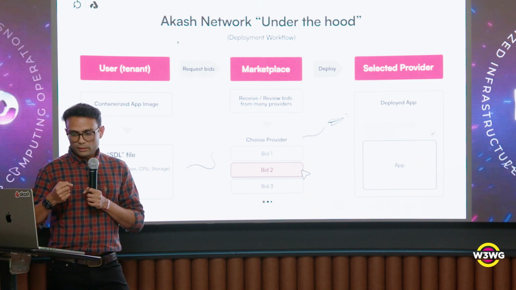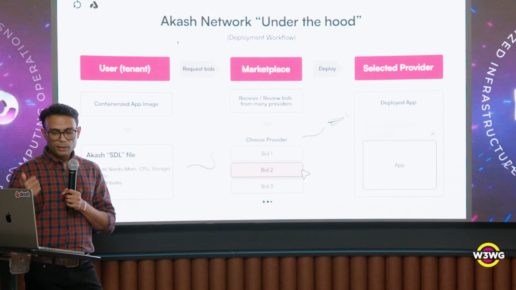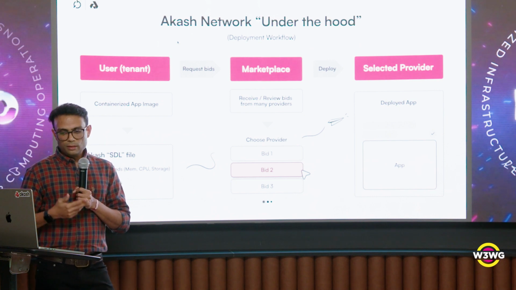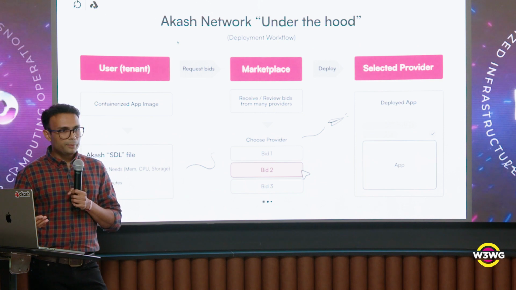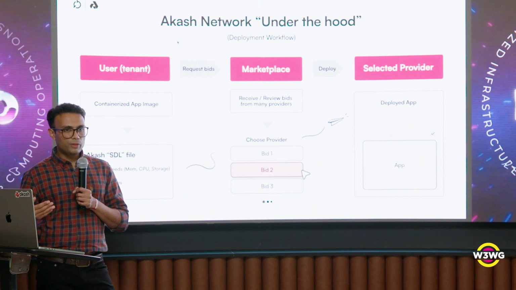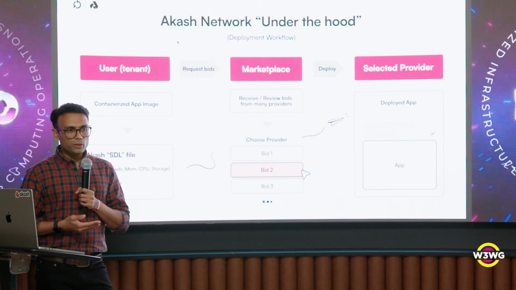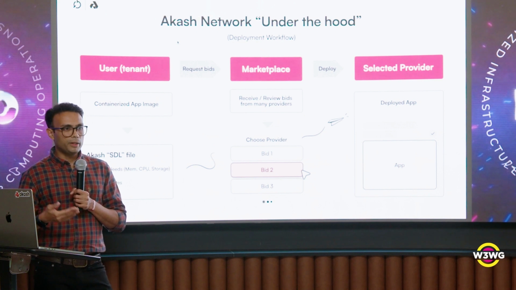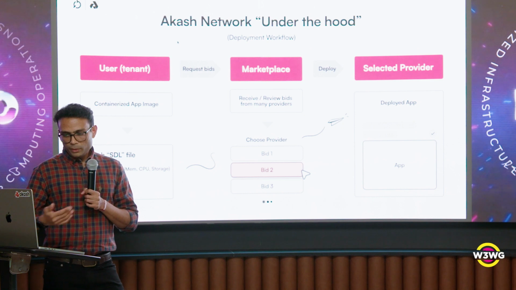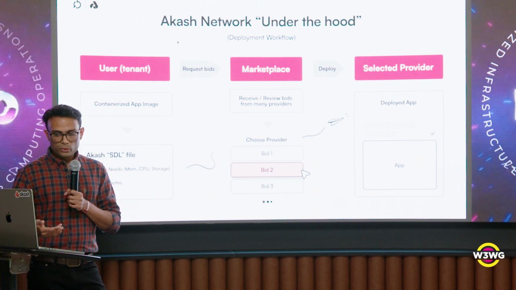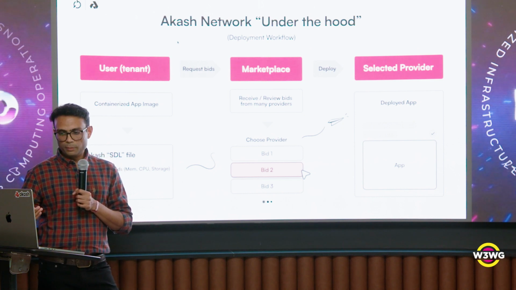So this would include things like compute needs, which is memory, CPU, and storage, what sort of locations you would want this to be deployed in, and any other attributes that you might want from the provider. And then last but not the least, you also get to specify pricing, which you don't get to do in the existing public clouds. So once you submit that SDL to the marketplace, that's called requesting a bid.